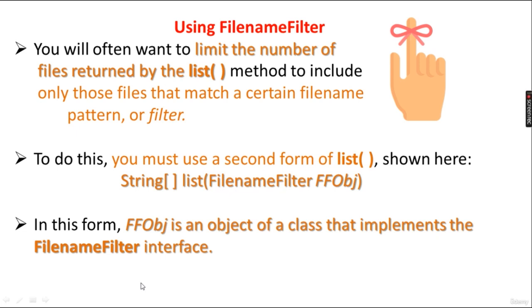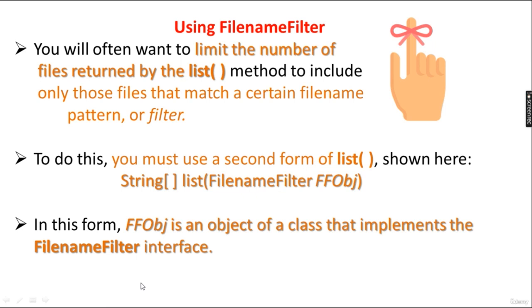So what you will do is limit the number of files returned by the list, so that you will only find files with a particular pattern or filter. Like when you have to find a PPT in your Windows environment, what you will do? .ppt. So you will not search for all files. You will only search for PowerPoint presentations.